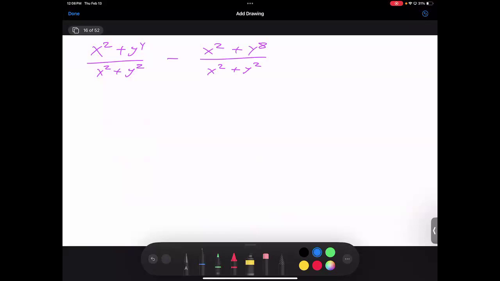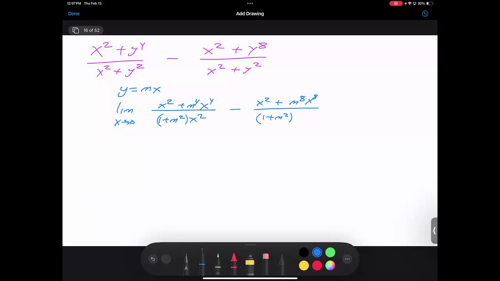If we now tried y equals mx, we take the limit as x goes to 0, we would have, for the first one, x squared plus m to the 4th, x to the 4th. Well, when x is small, that doesn't really matter. And the bottom would be 1 plus m squared, x squared, minus x squared plus m to the 8th, x to the 8th, over 1 plus m squared, x squared. What would that equal? 0. Did we solve the problem?